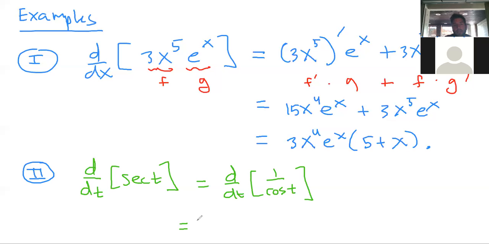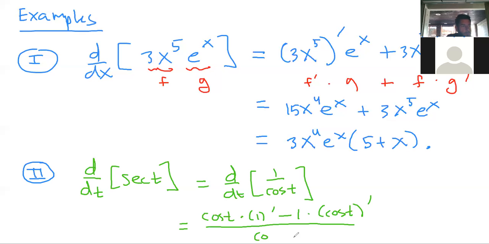And so by the quotient rule, this is the bottom times the derivative of the top minus the top times the derivative of the bottom, all over the bottom squared. And so the left-hand side, the derivative of 1 is just 0, so this becomes sine over cosine squared.